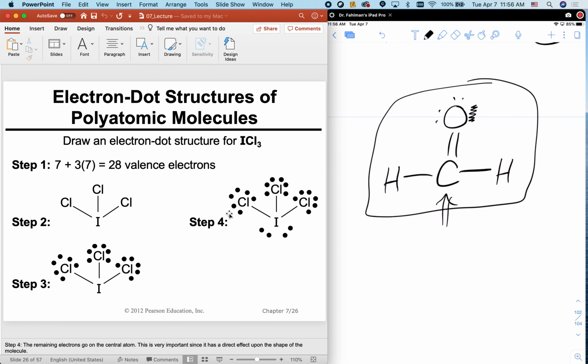Iodine is another one. It's far down in the halogen series, so it can have more than 8. Here you've got 6, 7, 8, so you've got 10 electrons around the iodine. And it's totally happy.